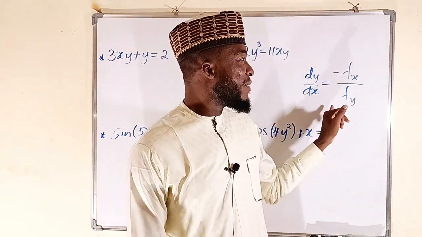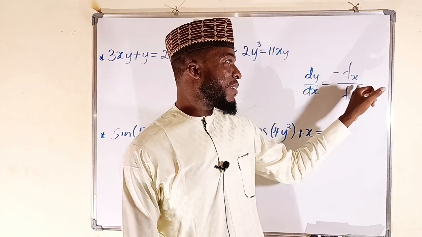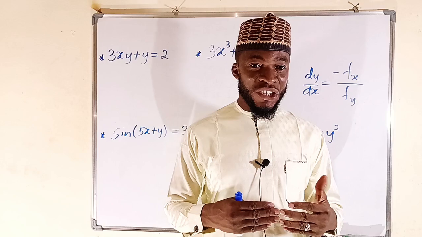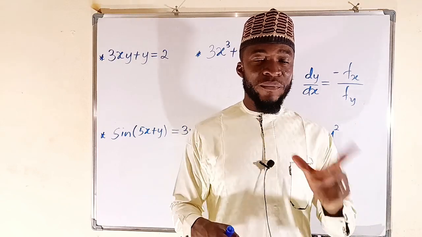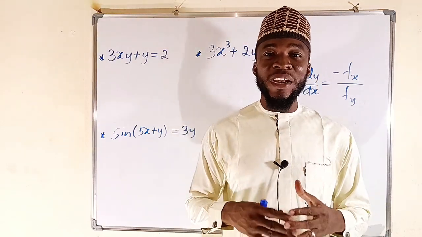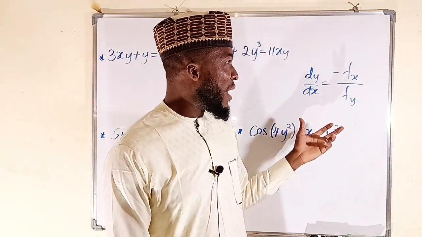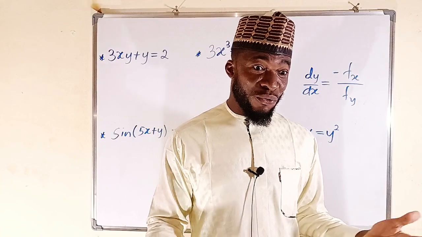dy over dx equal to negative f subscript x divided by f subscript y. It will help you in differentiating implicit functions easier and faster. And I've always wondered why students are not using this formula. And the formula was founded by Prof. M. Olare according to reliable source.